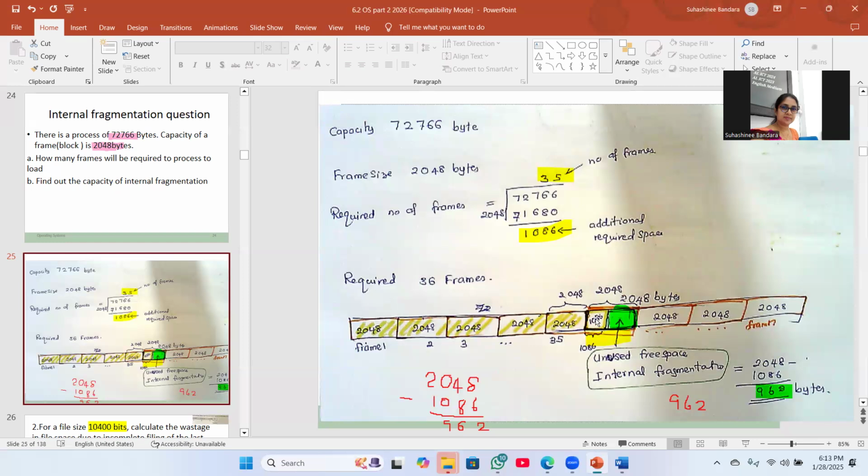Okay, so now when we use 36 frames, the 36th one needs only 1086. So there will be free space in that 36th one. The free space is 2048 minus 1086. We will get 962 bytes of space. Okay, just check your answers.